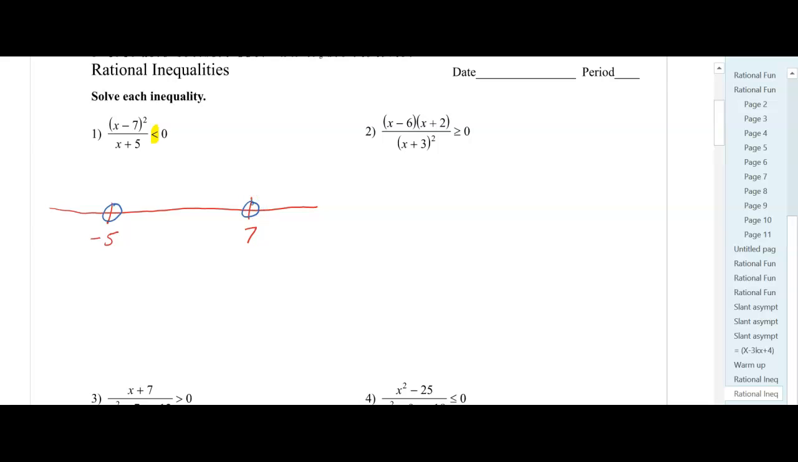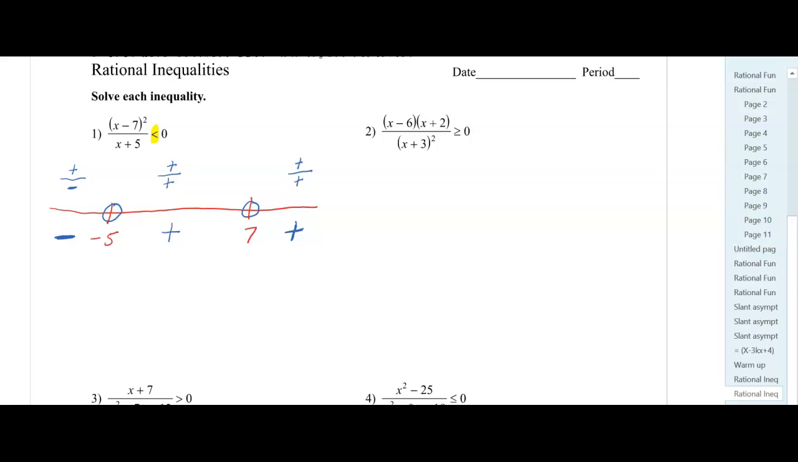And then what we did is we tested each section. Suppose you were to pick a number 8, the numerator is positive, the denominator is positive, so to the right of 7, that fraction will be positive. Pick a number between -5 and 7, say 0. The numerator will be positive, remember you are squaring a number, over a positive, so in between here, positive. And to the left of -5, say -10, we're going to have a positive, because when you square a negative, you get a positive, over a negative, so to the left of -5, we will be negative.